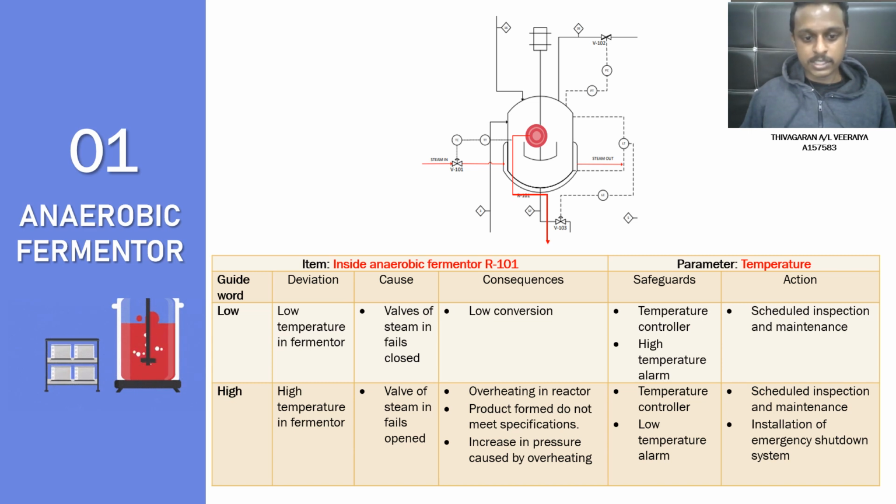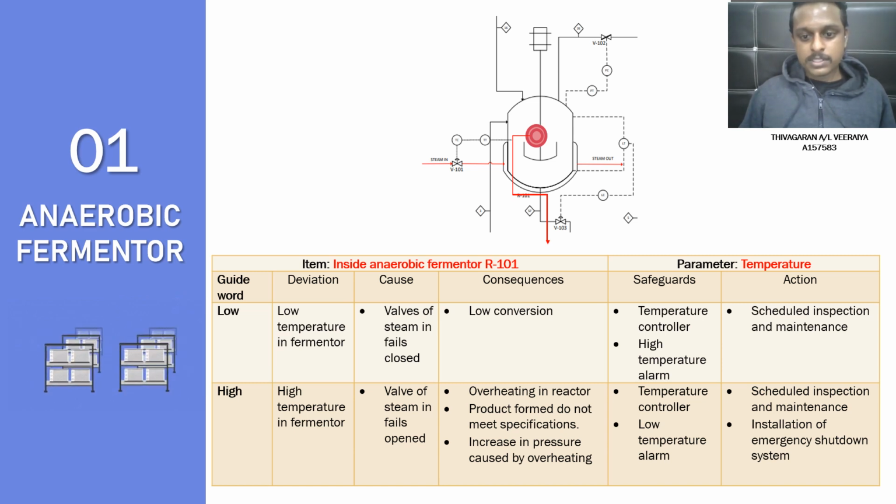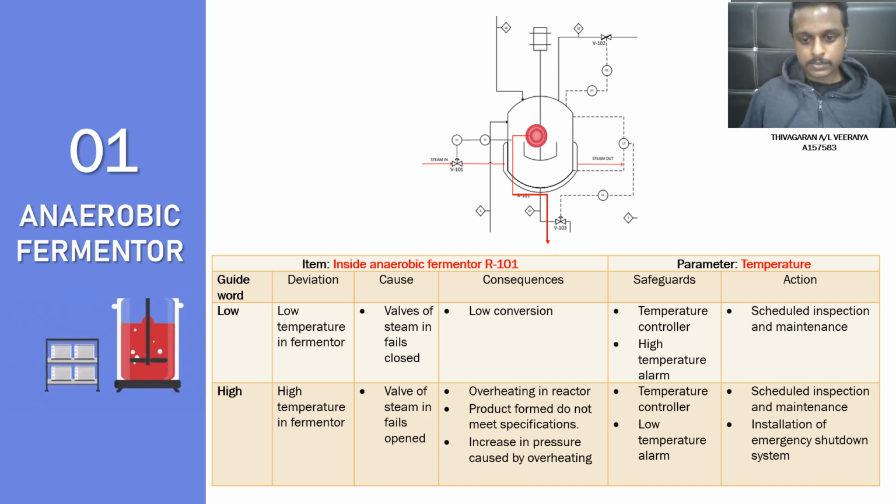The next guide word is high temperature in the fermenter. The cause of this high temperature is the valve of steam in fails open. The consequences are overheating in the reactor, product form does not meet specification, which means the purity may vary, and an increase in pressure caused by overheating. The safeguards taken are the temperature controller and low temperature alarm, and the actions are scheduled maintenance and inspections.